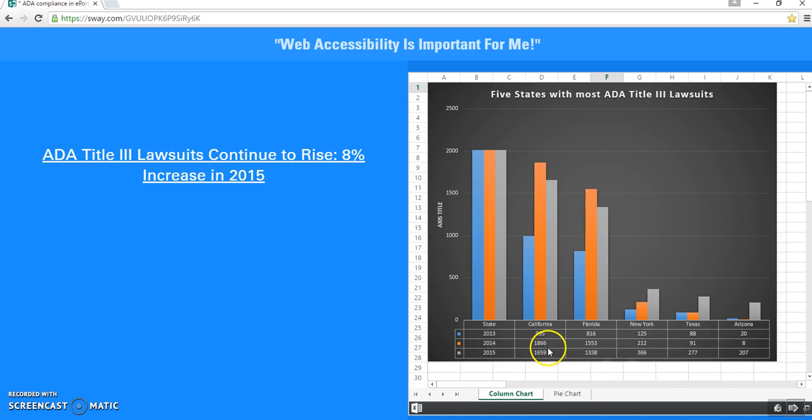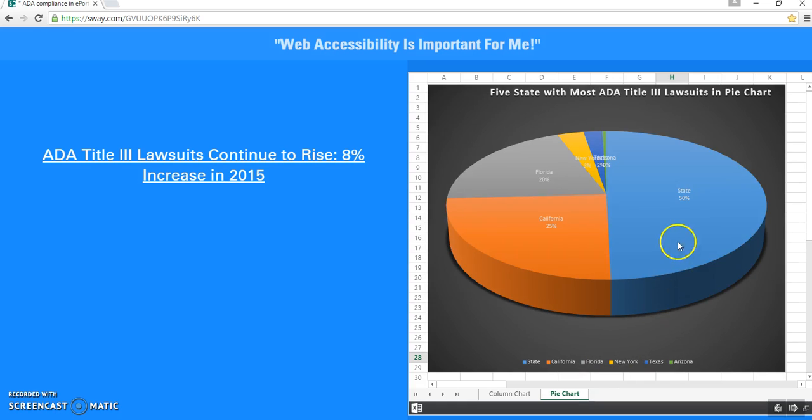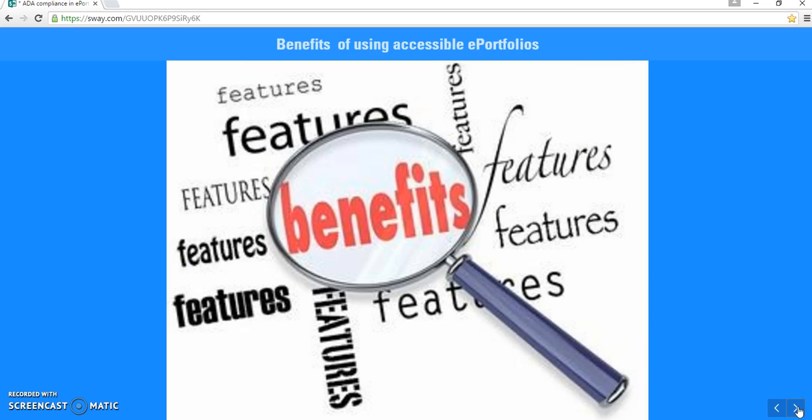So in 2015, it seems like the lawsuits are much higher in California. Actually, in Texas, the lawsuits are much higher. In the pie chart, you're able to determine right away which ones are getting sued a lot more. This is a pie chart to give you a quick glance at the statistics report.